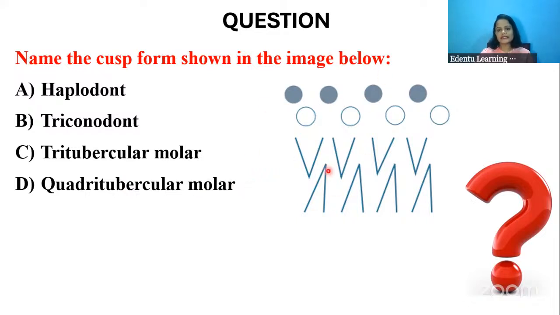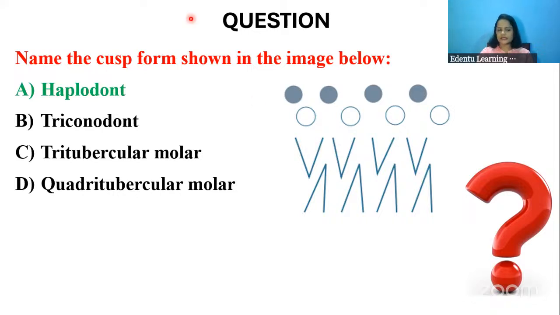Now, if you look at these cusps here, they are just conical teeth. There are no cusps, just a conical shape of teeth, and they are not even in occlusion. Such a type of dentition is called haplodont. It is option A, haplodont.